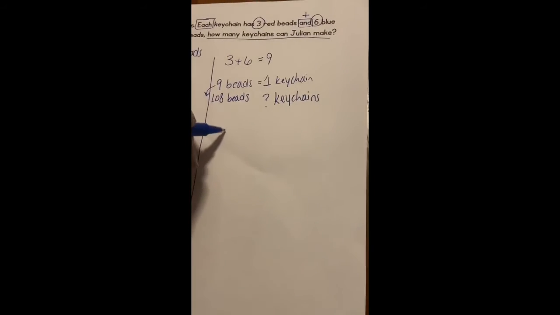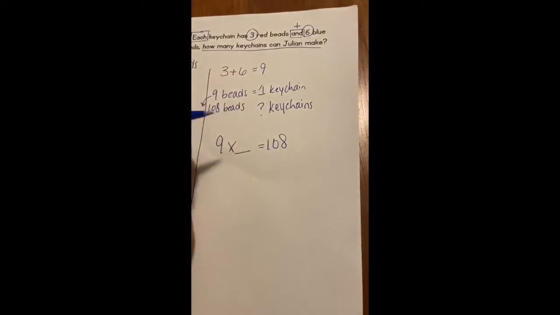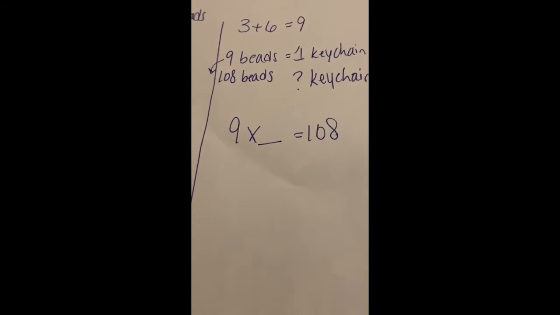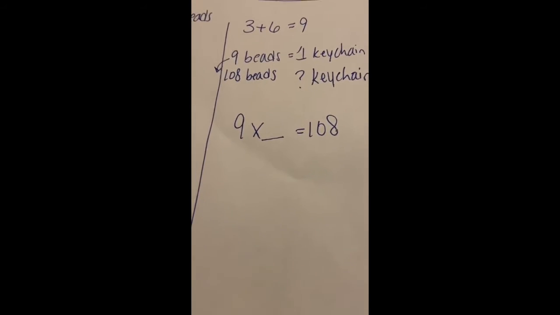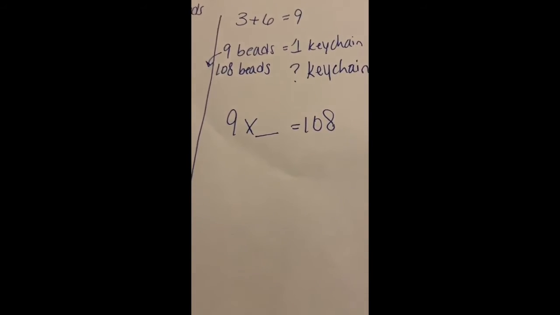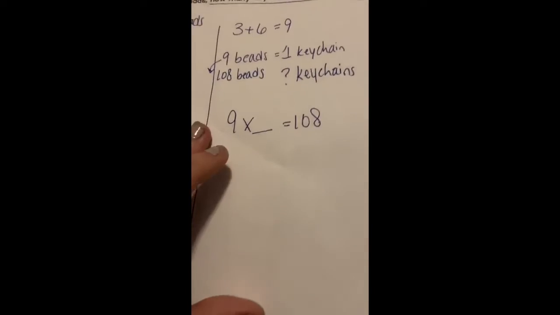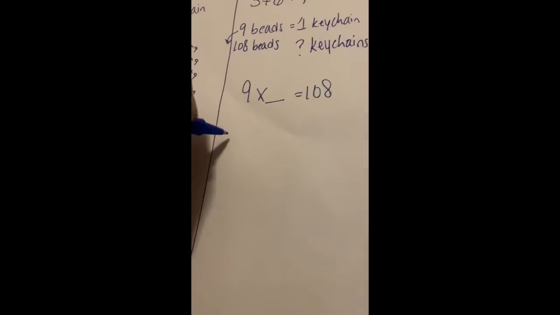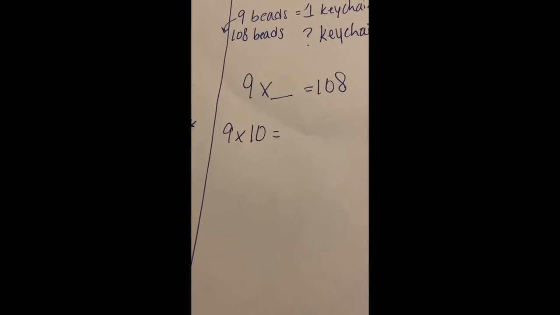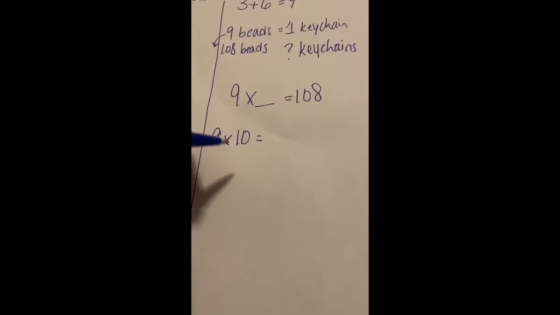So I can try to figure out 9 times blank equals 108. Now, what you can do here is you can think about your nines facts and what you do know. You might not know what 9 times blank is to give you 108, but you can know something that's close to that and then use that to help you. So I should know what 9 times 10 is, right? What is 9 times 10? 90. It's 90.